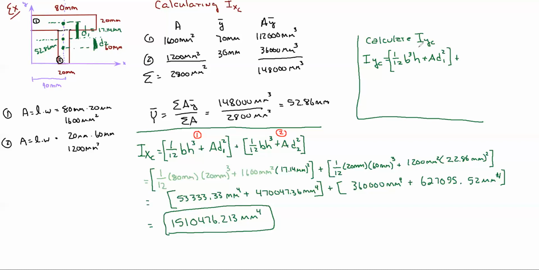So this was for piece 1. And then 1/12 b to the third h plus A d2 squared. Okay, now looking at the figure, let me pause and erase a couple things. So when I unpause, the whiteboard will be fairly clean, so I can point out a couple things. Okay, so hold on just for a second.